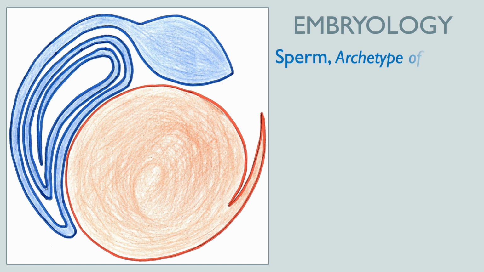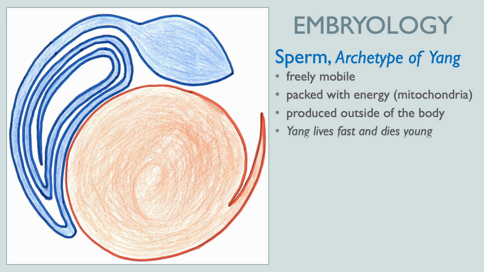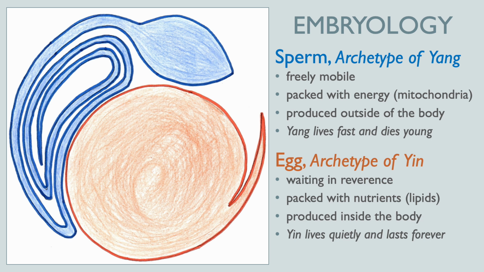The sperm represents the archetypal energy of yang. It is freely mobile, packed with energy, and produced outside of the body. In other words, yang lives fast and dies young. The egg, on the other hand, represents the archetypal energy of yin. It is waiting in reverence, packed with nutrients, and produced inside the body. Yin lives quietly and lasts forever.